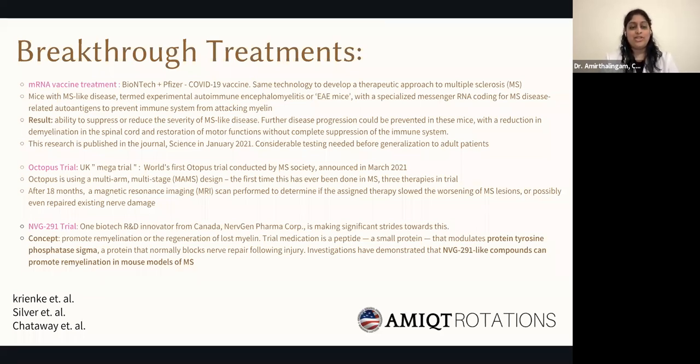And finally, we have NVG-291. This is a small biotech company in Canada called NerveGen, and they're actually proposing something that's very unique. The concept is to promote remyelination, or the regeneration of lost myelin. And so far, there are no trials that I've seen that are attempting to assess this. The trial medication is a peptide, a small protein that targets protein tyrosine phosphatase sigma, which normally blocks nerve repair following injury. The investigations have demonstrated that this NVG-291-like compound can promote remyelination in mouse models of multiple sclerosis. So we see here that research has been conducted and currently is still going on in animal models, and future prospects in human models are still to be tested.